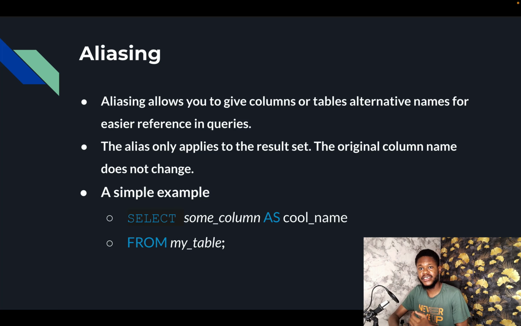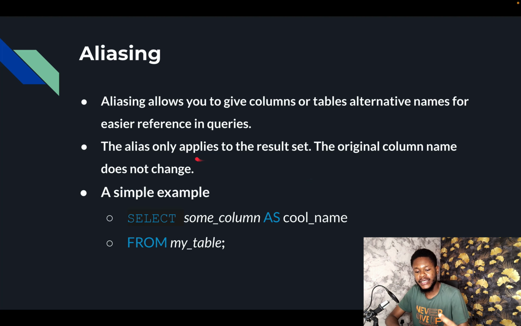So we're going to look at another concept known as aliasing. What aliasing does is that it allows you to give columns or tables alternative names for easier reference in queries. There might be some cases where you have some weird column names or some really long column names and you do not want to keep using the long column names. Like if your query keeps building up, keeps going, and you do not want to keep using that same column name because it's long or whatever the reason might be, you can actually give it an alias. It's kind of like giving it a cool nickname to use in place of the main name.